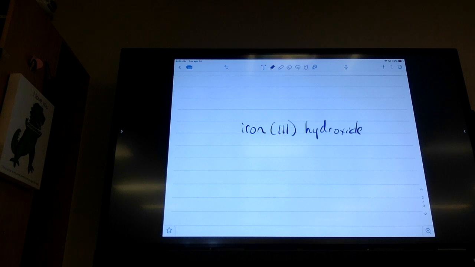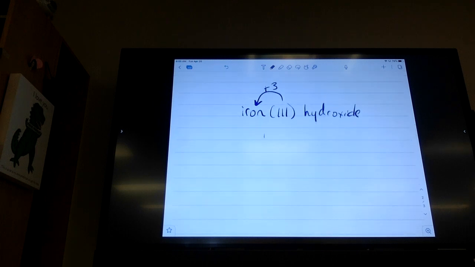All right. What does that Roman numeral 3 mean? It's a 3 charge on the iron. Heads up, you're going to forget this. So that means you have Fe plus 3 and hydroxide negative 1. Good. Fe(OH)3. So be careful with those. If you see a Roman numeral, remember it's the charge of the previous one.